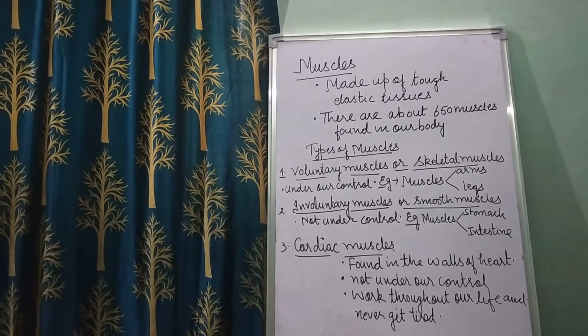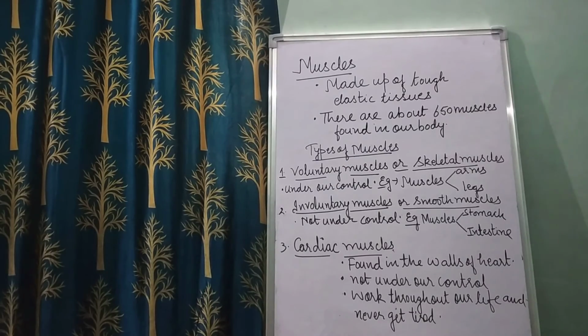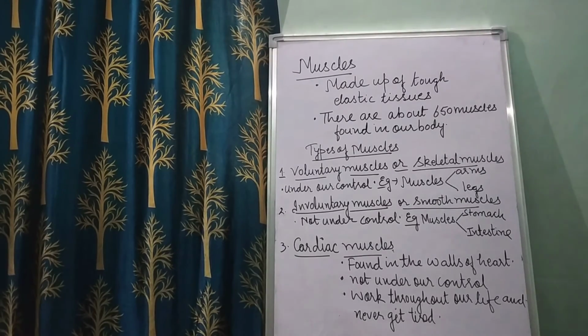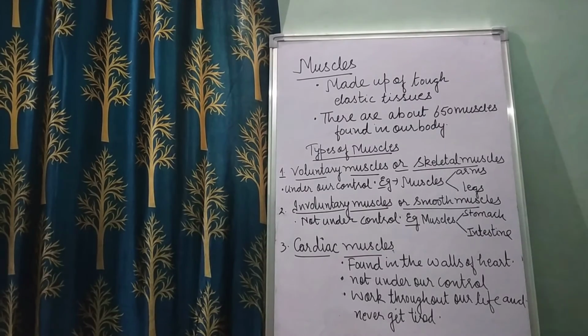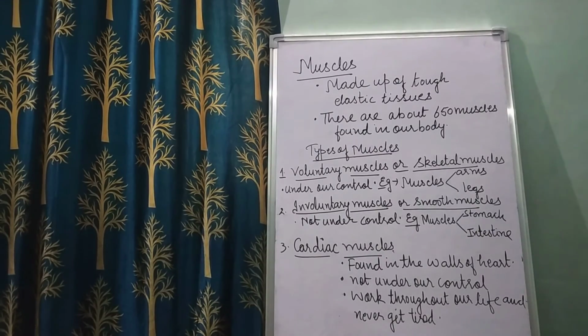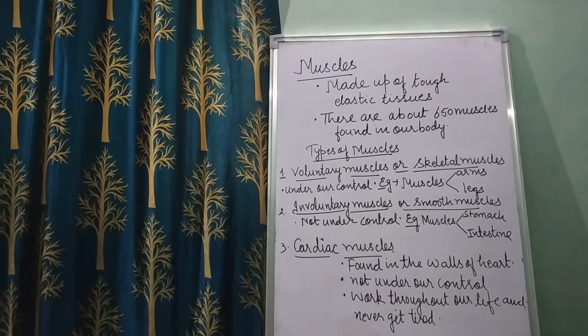Okay, now children, when we're talking about voluntary muscles or skeletal muscles, voluntary means something that works on our own and is under our control. Okay, so voluntary muscles are found in our arms and legs, and they are under our control. Children, if we want to move our arms and legs, then we can move them because these are under our control. Okay, so now the next one is involuntary muscles or smooth muscles.